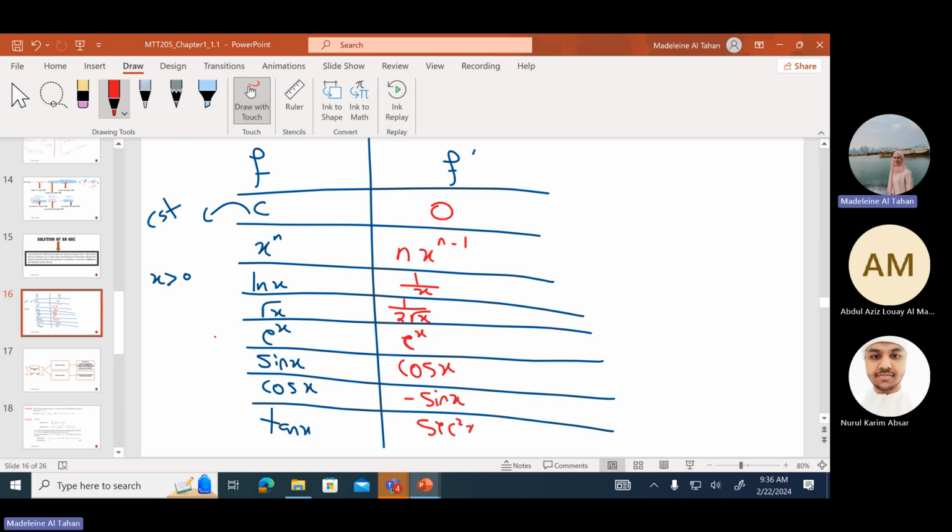Tangent x. And of course, we have other ones like cotangent, secant, and cosecant. But at this moment, if I need them, I will just put the formula. So this one is the table of derivatives. We can always go to it, but let's remember, in the exam, we don't give formulas.